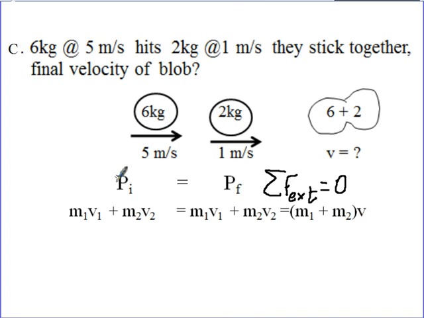Now, if you put in the mass of 1 and the mass of 2 and the velocity of 1 and the velocity of 2, and again the mass of 1 and the mass of 2, then the only unknown will be V, and you can solve it. And I would expect you to do that and get your answer on the worksheet.